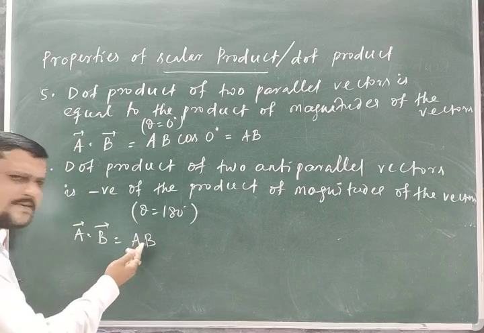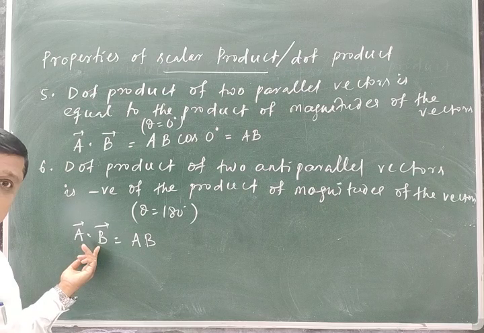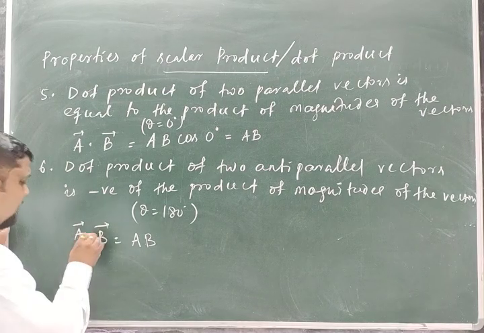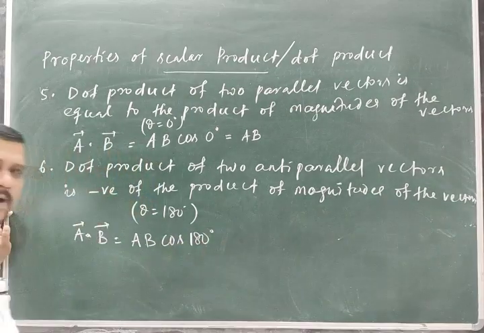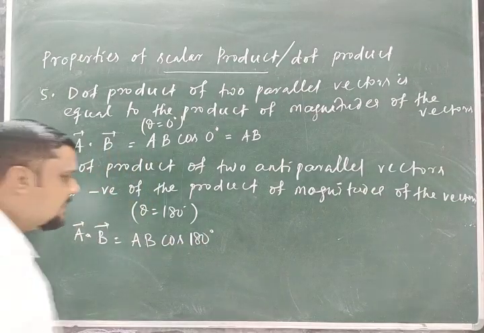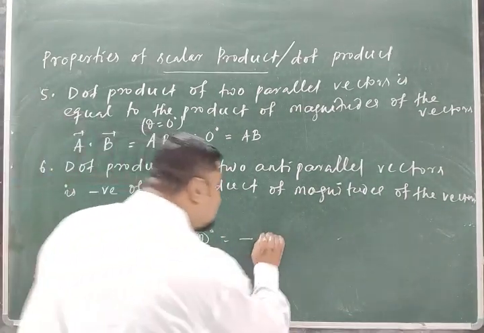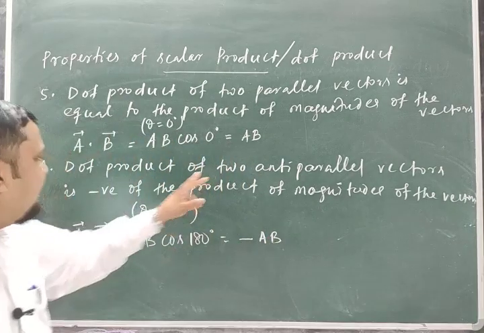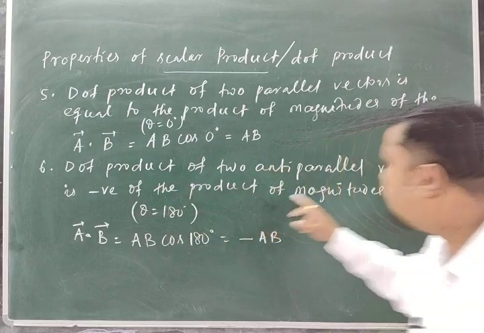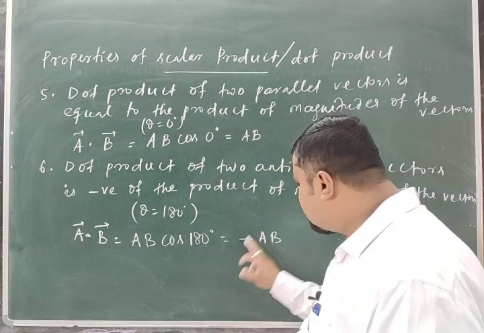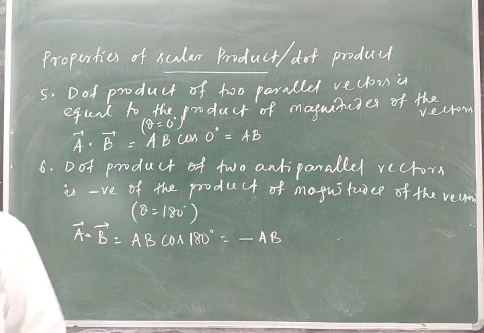No need to put a dot or cross between the magnitudes because they are just a product of magnitudes. But on the left side I should put a dot symbol because it is a dot product. I told you in the beginning. So A dot B is equal to AB cos 180. What is cos of 180? Minus 1. So this is equal to minus 1 times AB, so minus AB. That I have written here. The dot product of two anti-parallel vectors is the negative of the product of the magnitudes of the vectors. Is that clear?